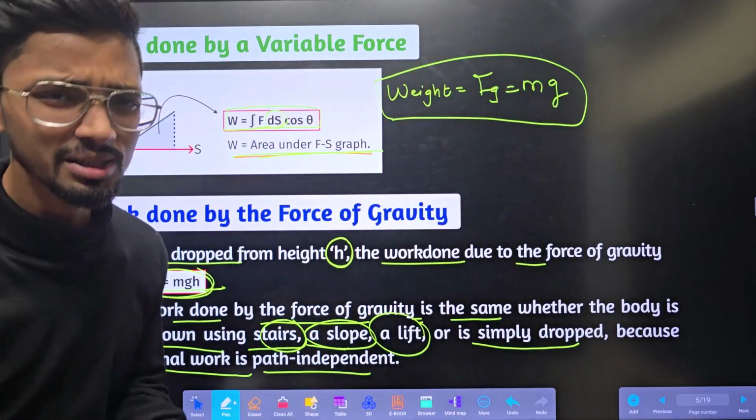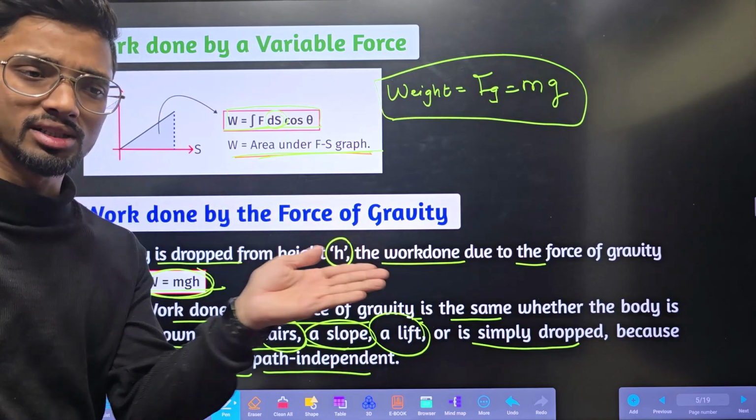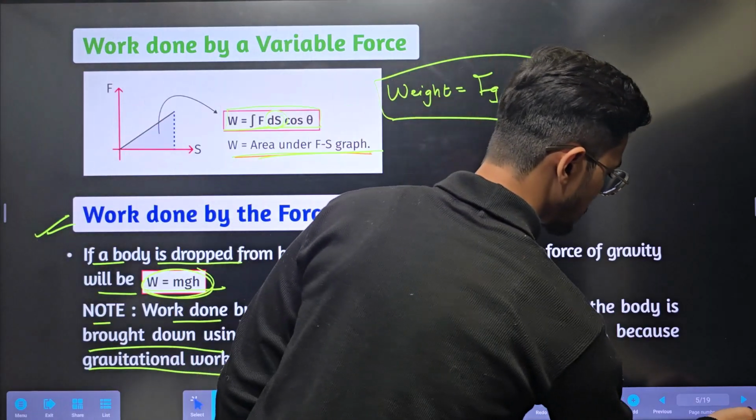Okay. Displacement is nothing but a vertical height, right? Initial to final point, the smallest distance between initial and final point. Okay.